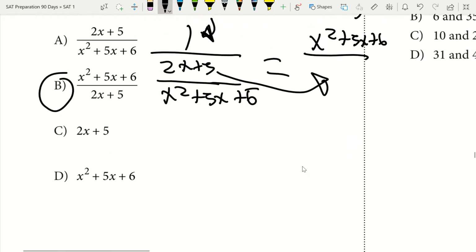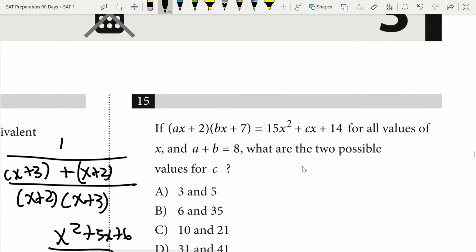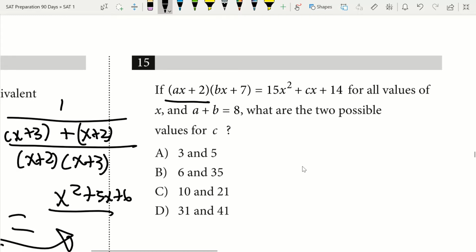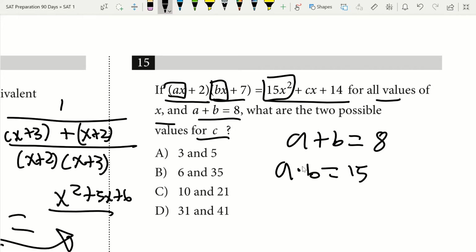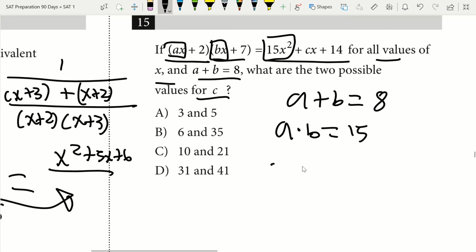Now I can go ahead and move on to 15. This is my last one. All right, if a of x plus 2 times b of x plus 7 equals this, for all values of x, and a plus b equals 8, what are the two possible values for c? Well, the first thing I see is this a of x times this b of x is going to give me 15x squared, which means a times b has to equal 15. So now I'm looking at what times what equals 15 that adds to 8. That's going to be 3 and 5.